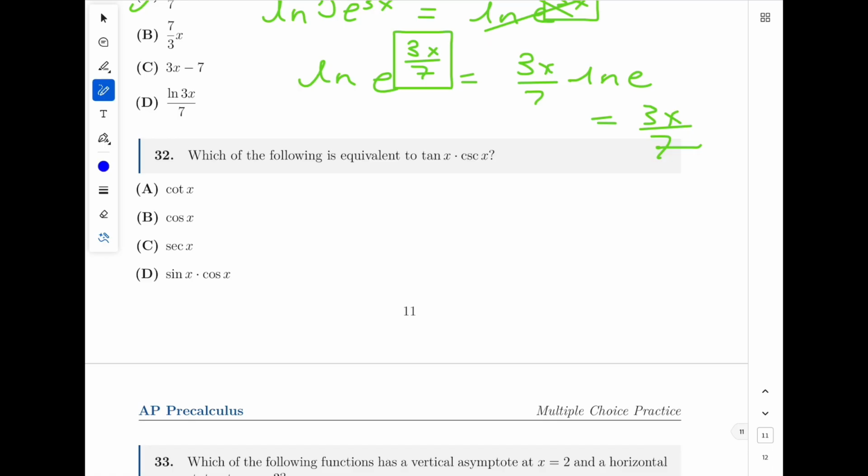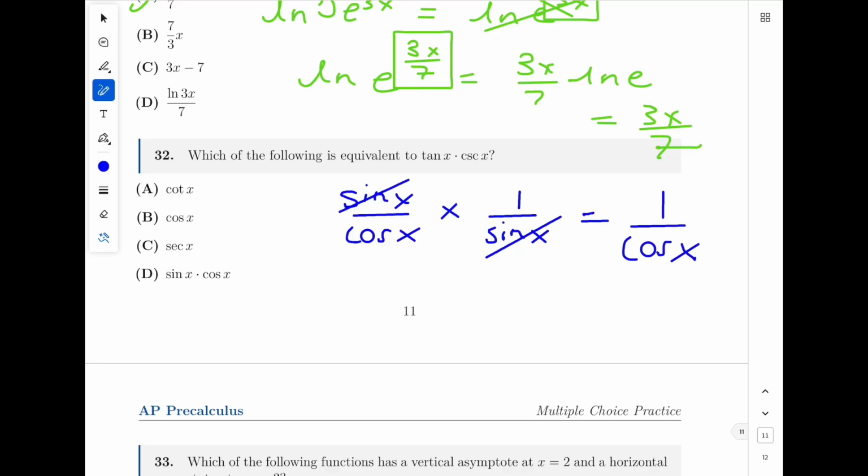Alright, question 32. You should be able to solve this under 30 seconds. It's just a matter of replacing tan and cosec in terms of sine and cosine. So tan x is basically sine x over cosine x, and cosec x is basically 1 over sine x. So this goes away, you're left with 1 over cosine x. Now you'll be looking for 1 over cosine x in the options, but you'll never find one, so you'll have to note that 1 over cosine x is secant of x, which is option C.